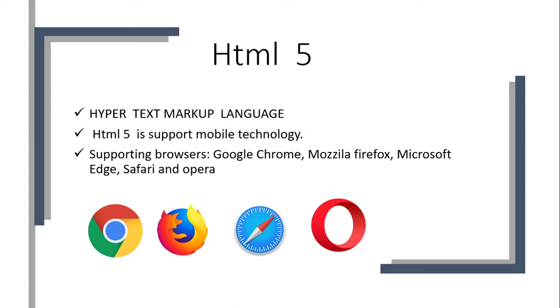This hypertext markup language has to support mobile technologies, which also utilize it. Whenever you write a program, web browsers show your program's output, so we have supporting browsers. What is a browser? A browser is software used to see any type of web pages, web servers and websites. Whenever you want to search for some information, you can use this type of software, that is, a browser.